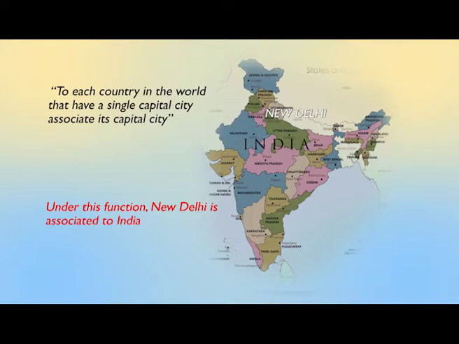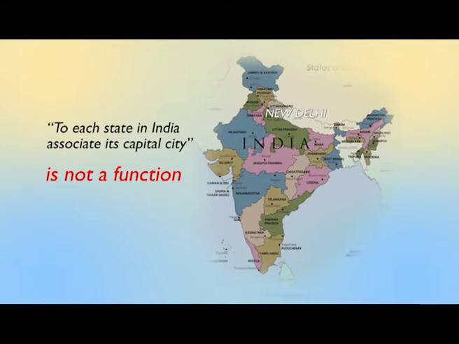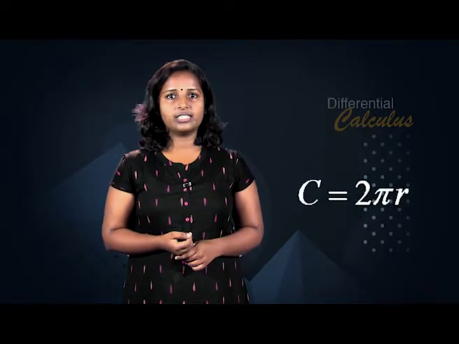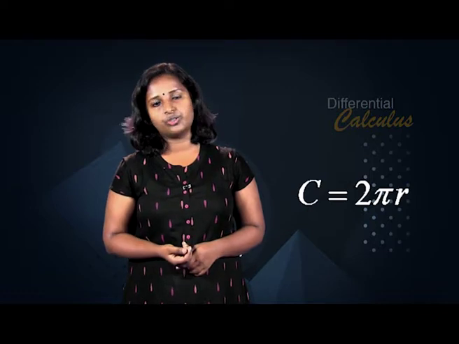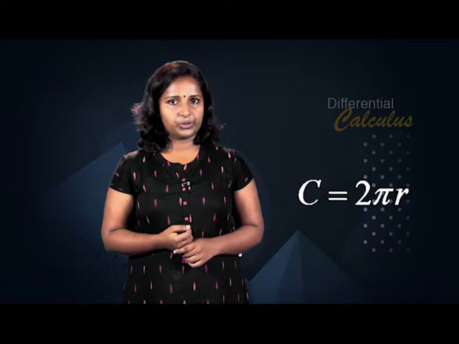But the verbal statement, to each state in India associate its capital city, is not a function, as there are some states for which there are two capital cities for the convenience of governance or depending on the climate. The equation c equal to 2 pi r expresses the circumference c of a circle as a function of radius r. There is exactly one value c equal to 2 pi r for each value of r.